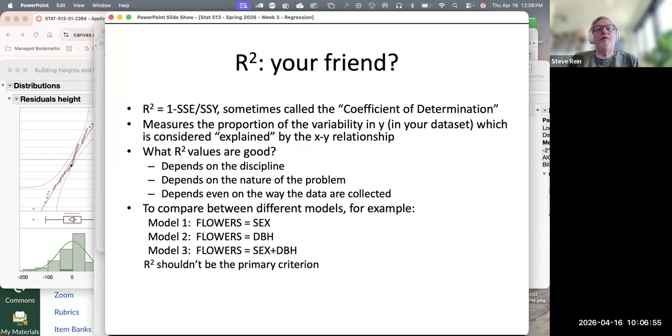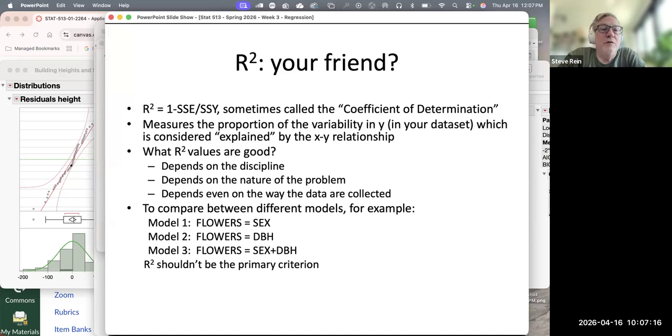So we want to close out by saying what values of R squared are good. And I'm saying it doesn't depend just on the discipline, but also on the nature of the problem in your discipline, and then also how the data are collected. Oh my gosh, that's a lot of things. I'm just saying until you get really familiar with R squared, don't read too much into it by thinking, oh, that's good, or oh, that's bad.